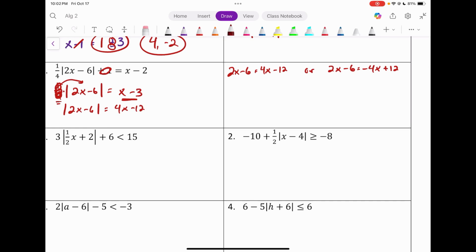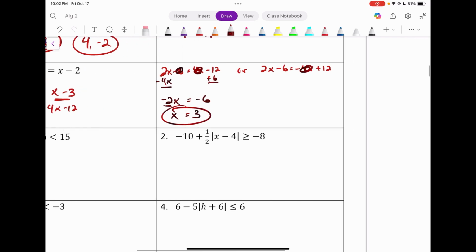Solve each of them. To get rid of 4x, I'm going to do -4x. To get rid of -6, I'm going to do +6. Gives me -2x equals -6. To get rid of -2, I divide, and that gives me x is 3. The second one, to get rid of -4x, I add 4x. To get rid of -6, I add 6. Gives me 6x is equal to 18. Divide by 6, and that gives me x value of 3. Now, most of the time you'll have two different answers to these.